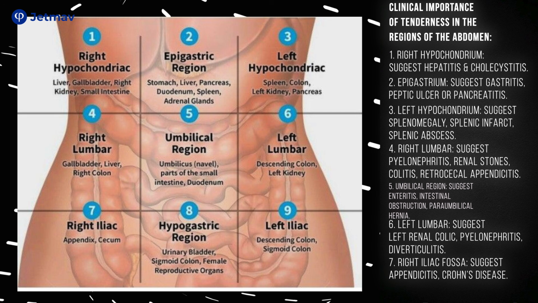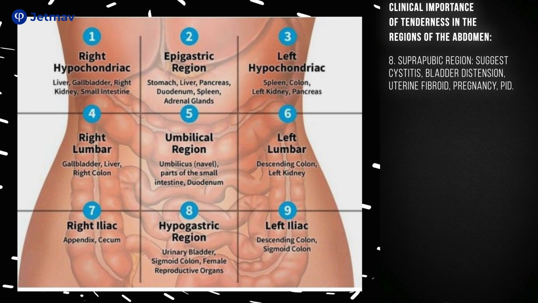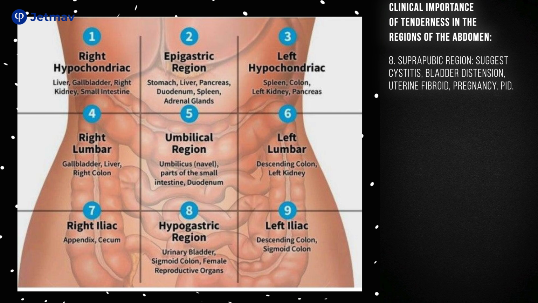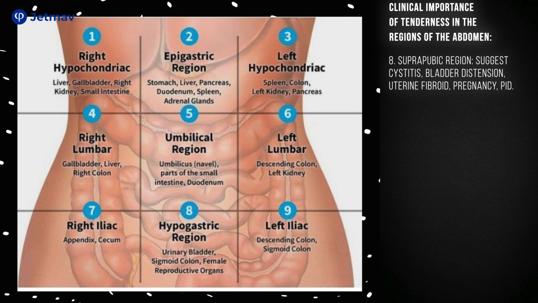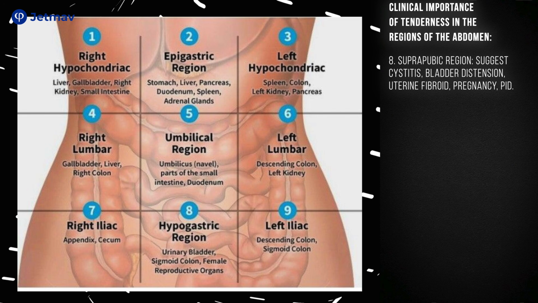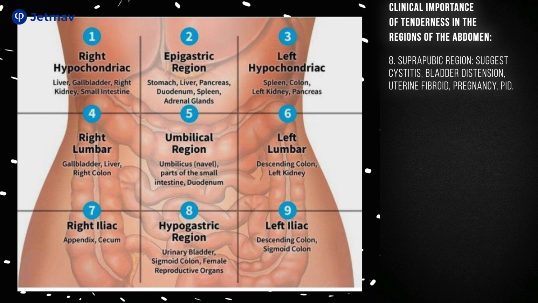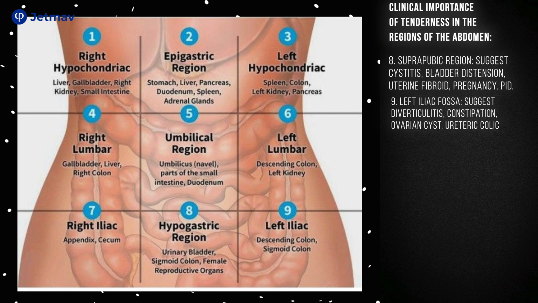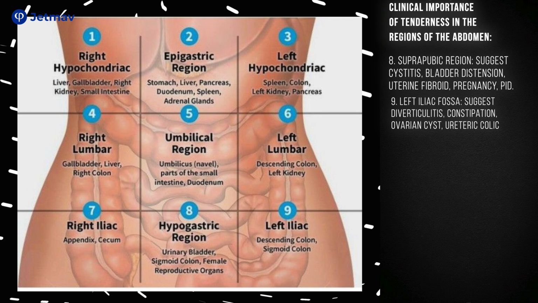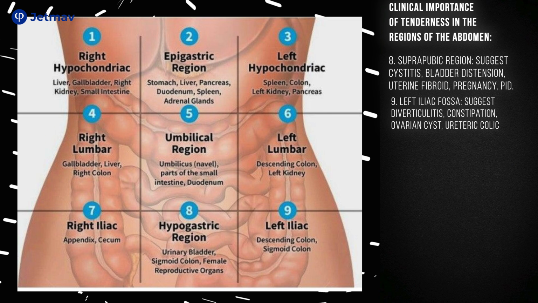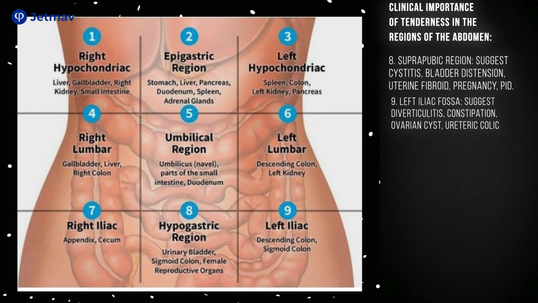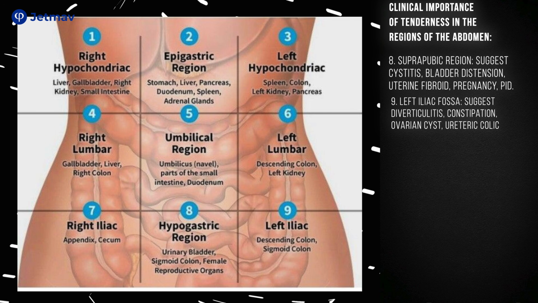We also have the suprapubic region, which has the urinary bladder, the uterus in females, and the sigmoid colon. Your differentials: a possible cystitis, bladder distension, uterine fibroid, pelvic inflammatory disease. Then lastly, we have the left iliac fossa, which contains the sigmoid colon, the ureter, and the left ovary in females. It might suggest diverticulitis, ovarian cyst, or ureteric colic. So tenderness in any of these regions will be a pointer to a possible clinical condition or a diagnosis.